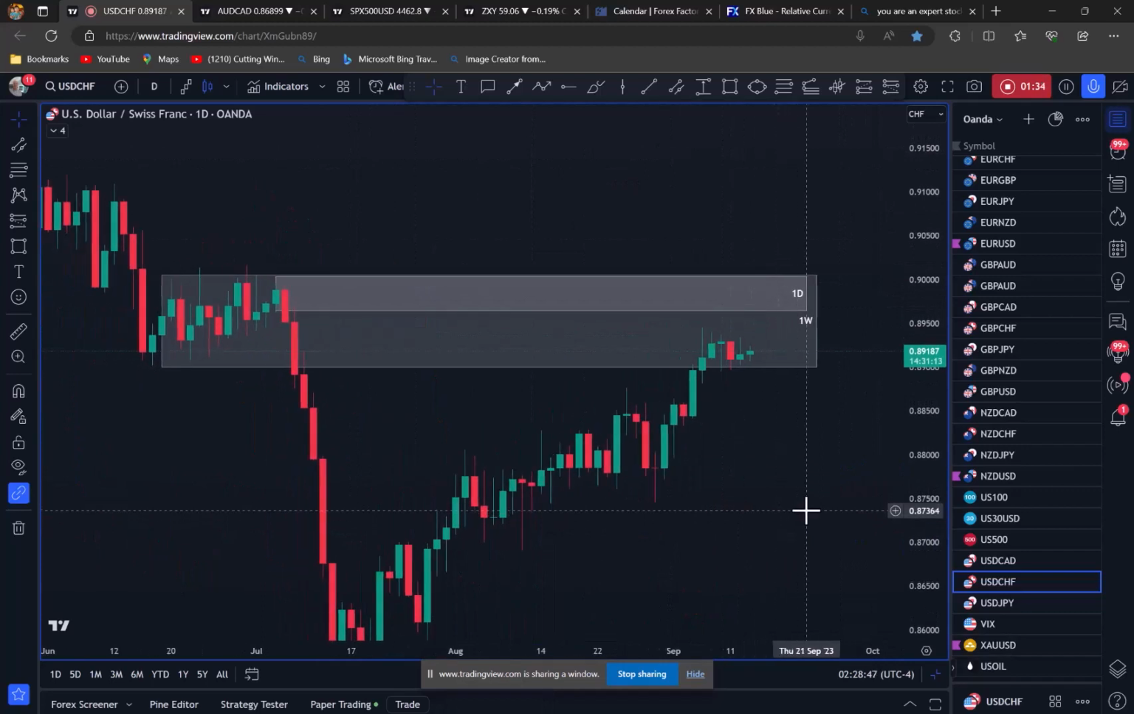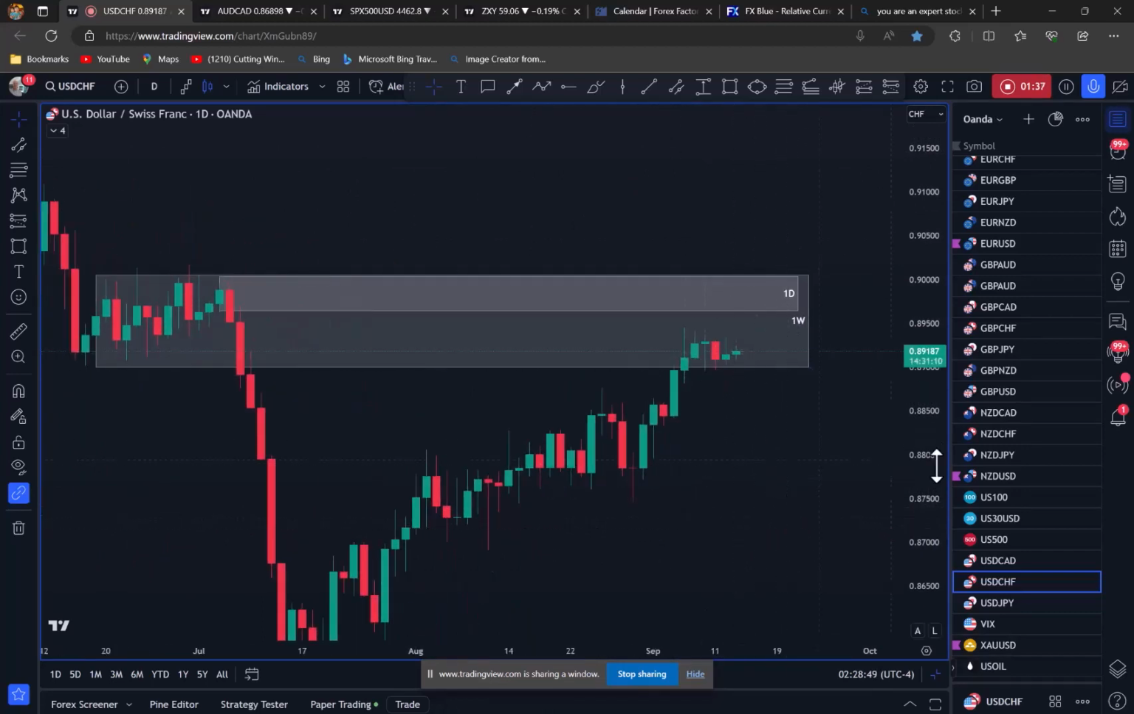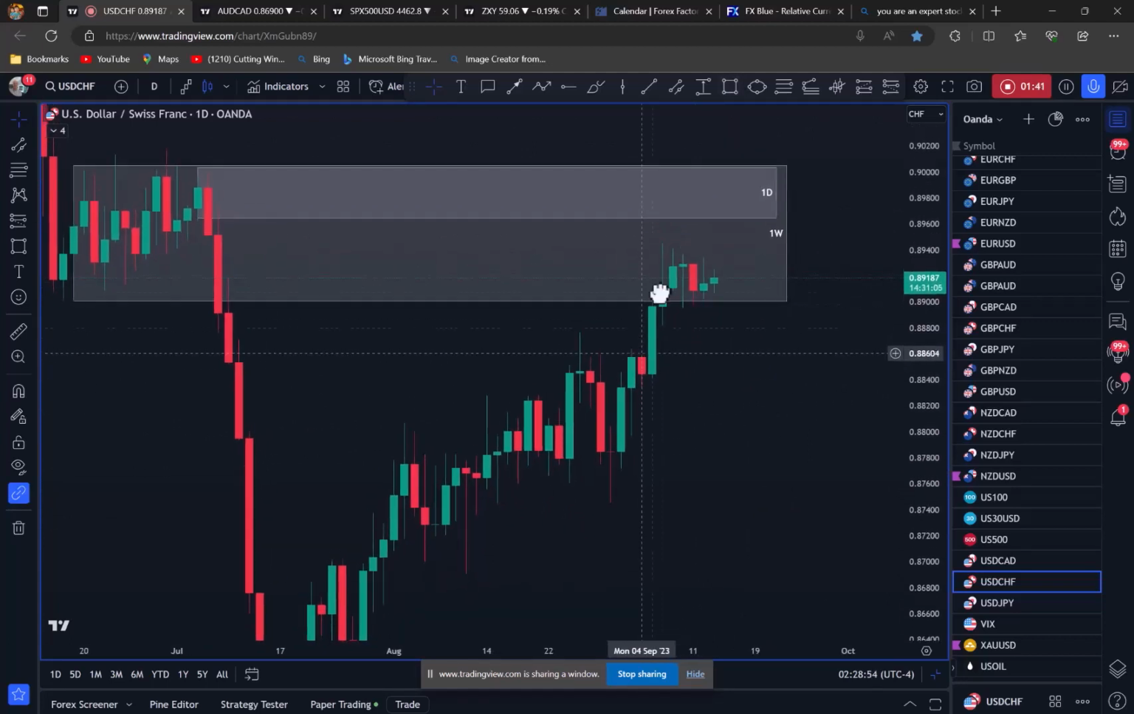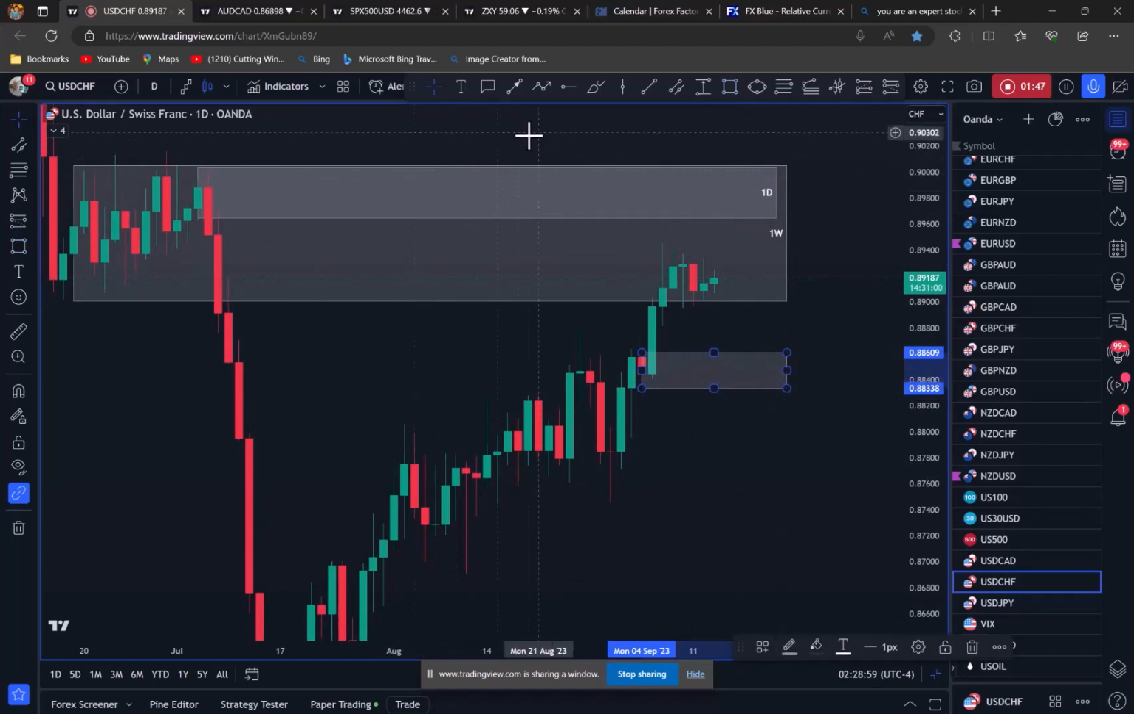I'll be looking for a buy. I don't want to get involved up here, okay? And the next port of call for me is going to be down in here, and I'll tell you why. Let's just mark that up as a daily bullish accumulation zone.